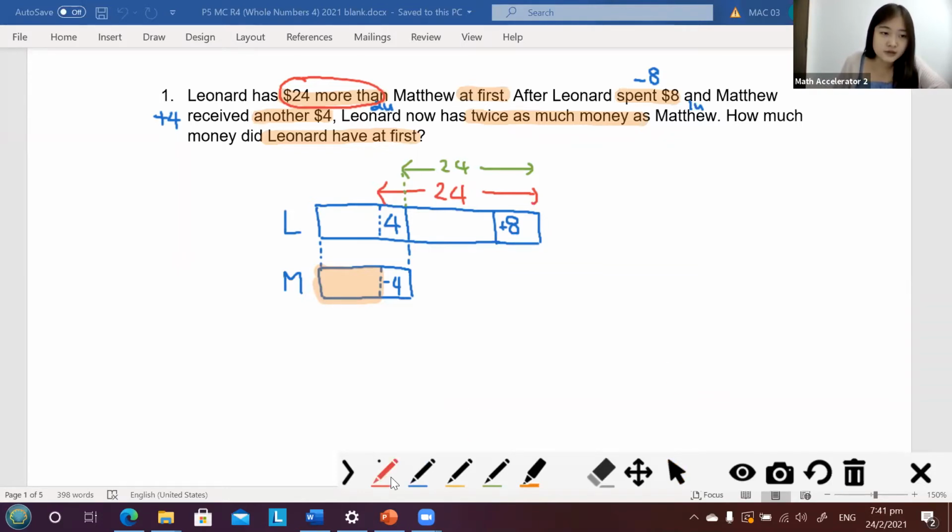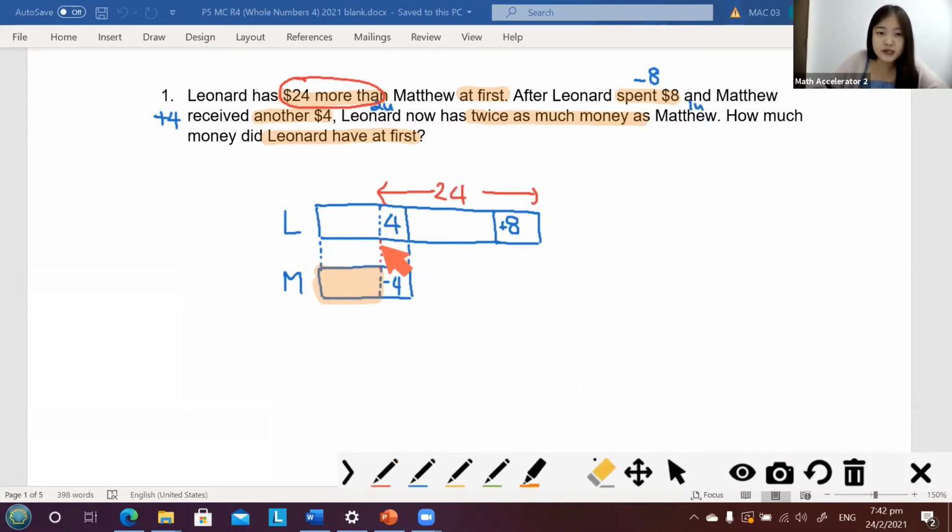So majority of you chose red. That is correct. It should be red, not green. If you've chosen green, that means that you don't understand where Matthew is now. Matthew does not have the 4 anymore, which means this highlighted part is what he has at the start. So whatever that is more than Matthew at the start here will be the 24.